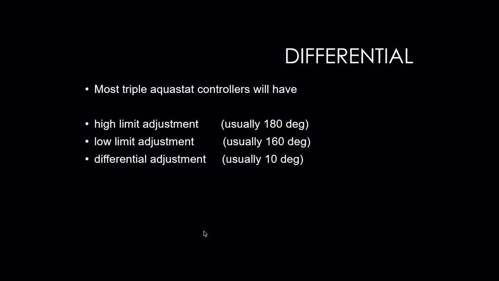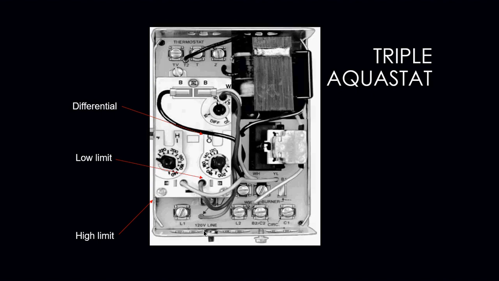Okay, can we adjust it like I said before? Absolutely, you can adjust it. Do you want to adjust the high limit setting on a residential boiler? No, probably not. You're going to want to keep it at about 180 and no higher, but you can adjust your low limit set point if you need to, and you can also adjust the differential if you need to. Okay, so this is what a triple aquastat actually looks like. Notice the 3 dials. Okay, up here is your differential setting. On most of your triple aquastats, you can actually set your differential up to about 25 degree differential.